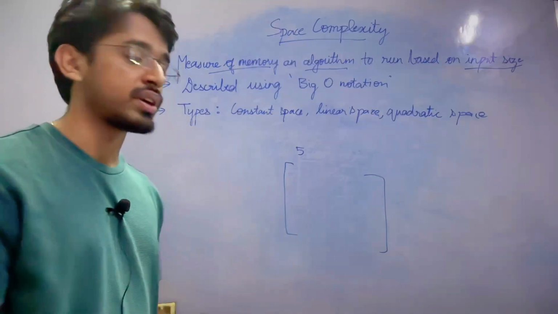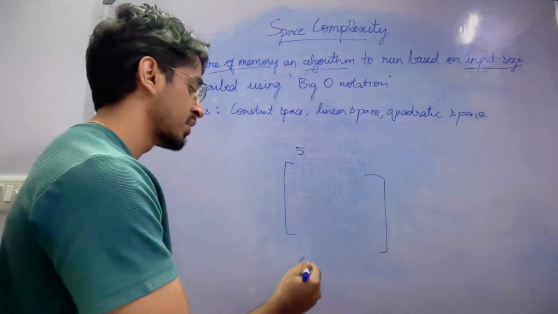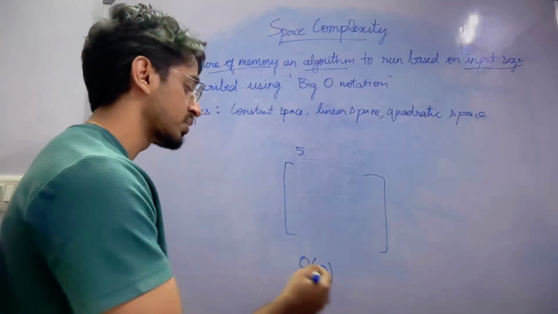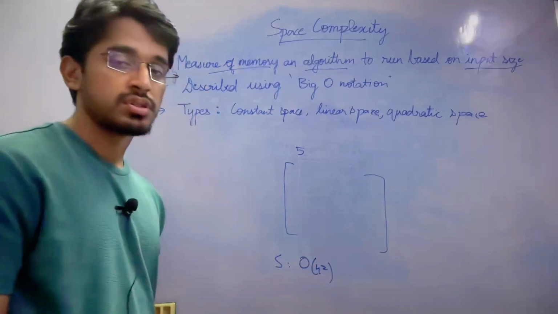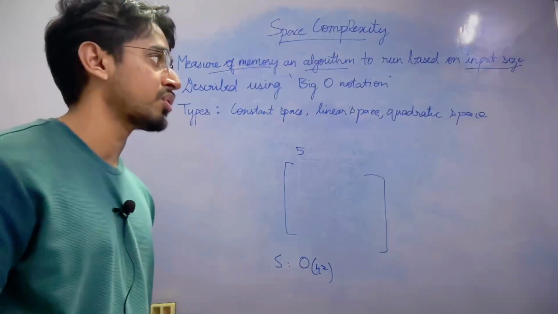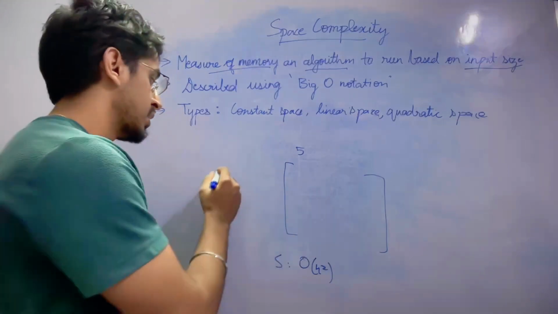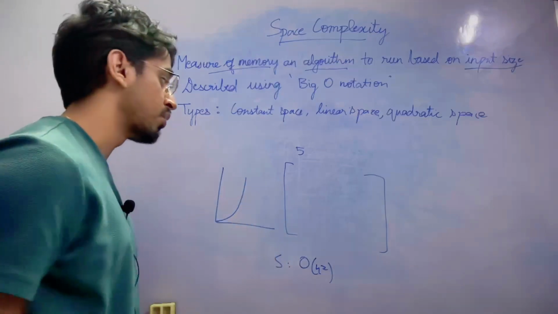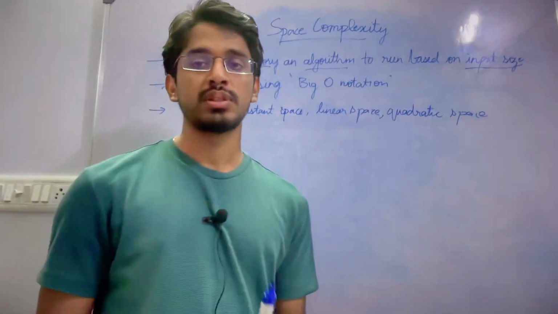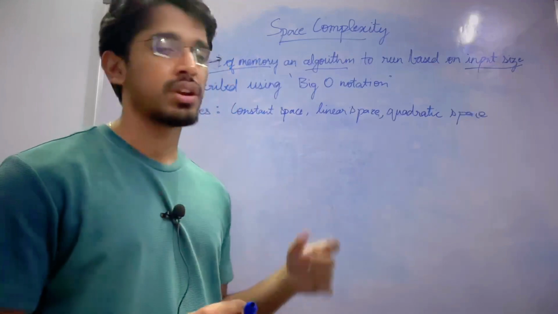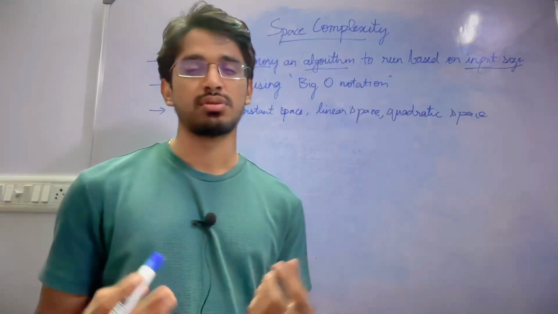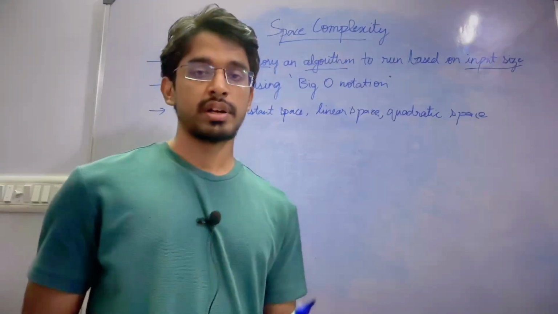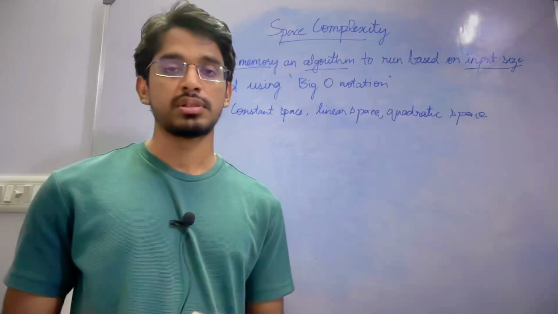So 5 squared is 25, so that is the space complexity, and the representation of this is O of n squared, and this is space. So this is the example for quadratic space. Based on the number of inputs, the space keeps on growing exponentially, right? So I hope this is clear. We actually do not have logarithmic space complexity, so that is almost very rare to see. So let me just give you a real world example for the space complexity.